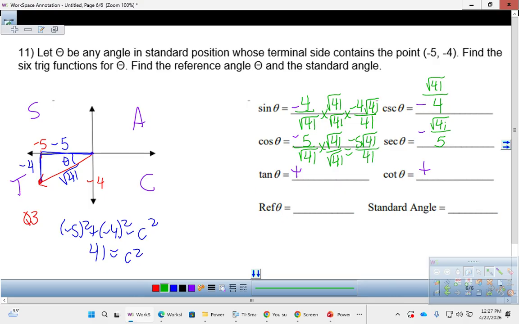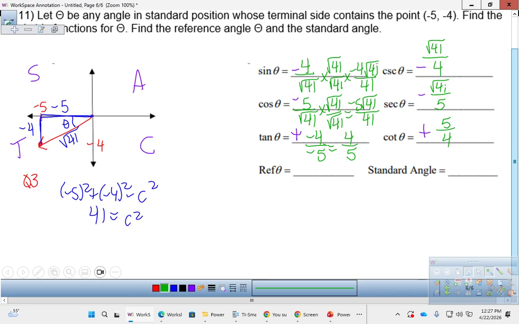So my question for you is, what is the tangent of theta? What ratio would you have? I know it's going to be positive, but what's its ratio? Well, tangent is opposite over adjacent. Opposite of the theta is -4, and adjacent is -5. That double negative makes it a positive 4/5. And then the reciprocal of that would be 5/4.